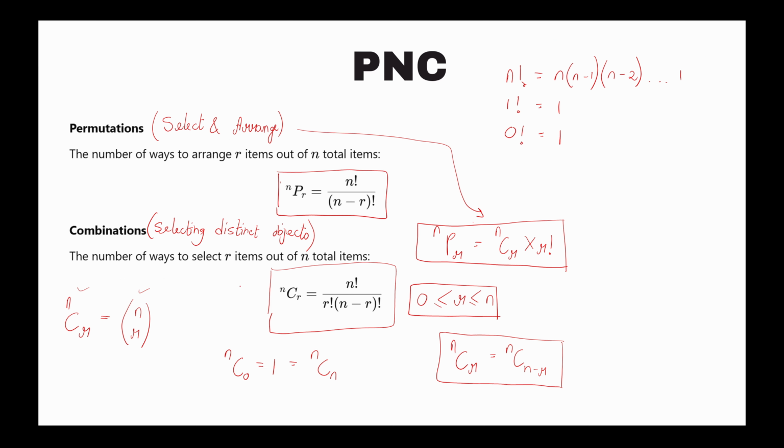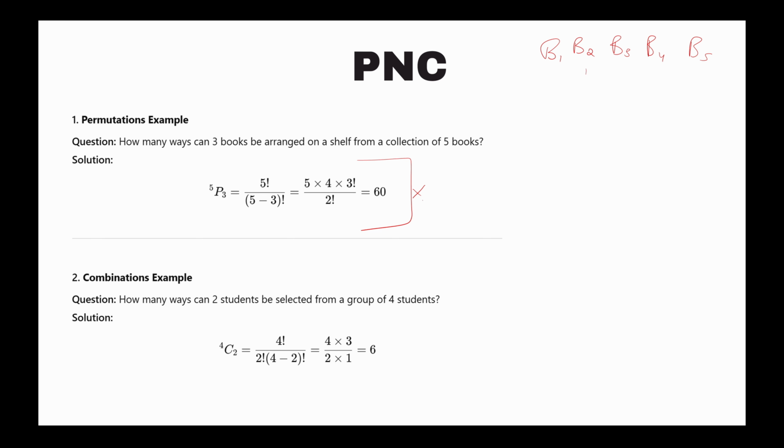Now, as we had seen here, what is combination? Combination means when we are selecting distinct objects. So here I have 5 books. Out of these 5 books, I have to choose 3. That means I can use my combination formula: from 5 books, I have to choose 3. So it becomes 5C3.